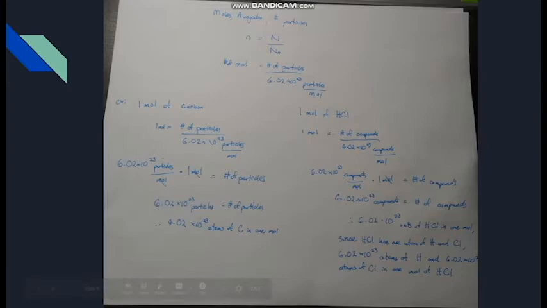And since HCl has 1 atom of hydrogen and 1 atom of chlorine, we're going to have 6.02 times 10 to the 23rd atoms of hydrogen and 6.02 times 10 to the 23rd atoms of chlorine in 1 mole of HCl. If we had two atoms of hydrogen or two atoms of chlorine, this number here would be different, and I'm going to be showing you examples of this a little later on.